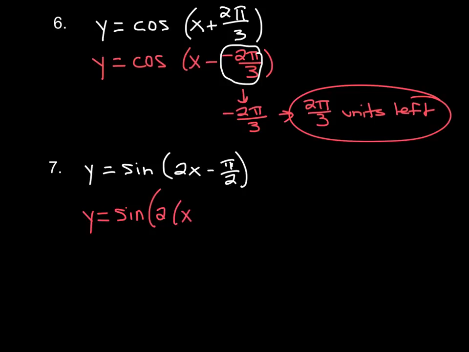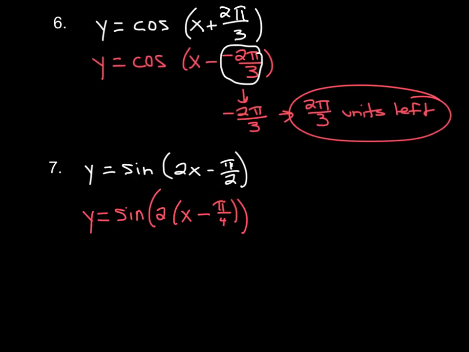We'd be left with x minus, and then you want to think, well, if I distributed a 2 into what was here, what would leave me with a pi over 2? Well, it's going to be pi over 4, because 2 times pi over 4 would be 2 pi over 4, and 2 over 4 simplifies to 1 over 2, which would now match up with this.